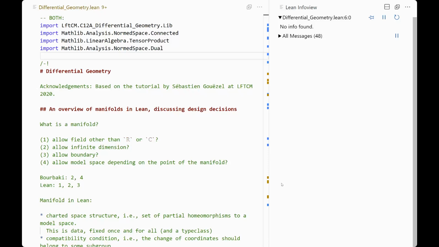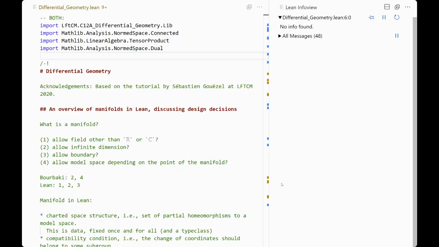What kind of dependencies are there on the model space? Is it sort of on connected components? It's constant on connected components. So even if you allow the model space to depend on the point, then on connected components it will be constant. Yeah, for example. But Bourbaki does not allow manifolds with boundary in their definition.